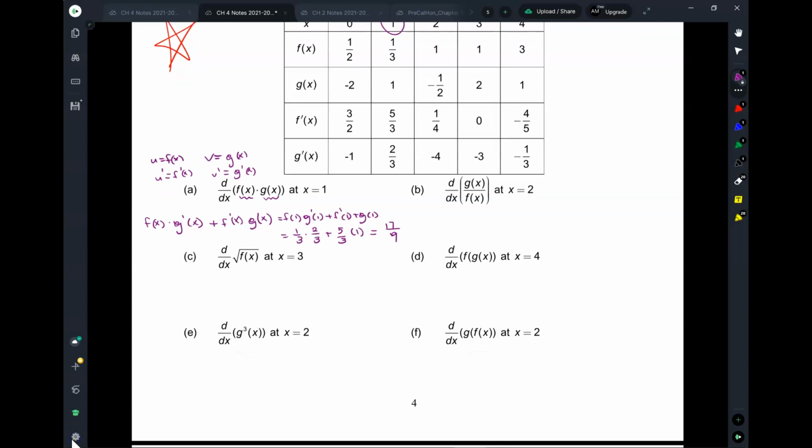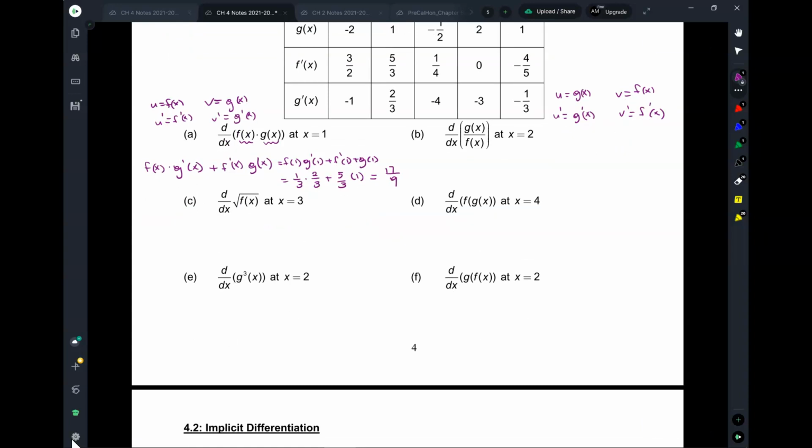To do quotient rule here, u is g of x. U prime is g prime of x. V is f of x. V prime is f prime of x. We didn't really have to write this, but we might as well. Okay, so you're going to do low d high. So low f of x, d high g prime of x. Take high g, d low f prime. Cross the line and square the low. F of x squared.